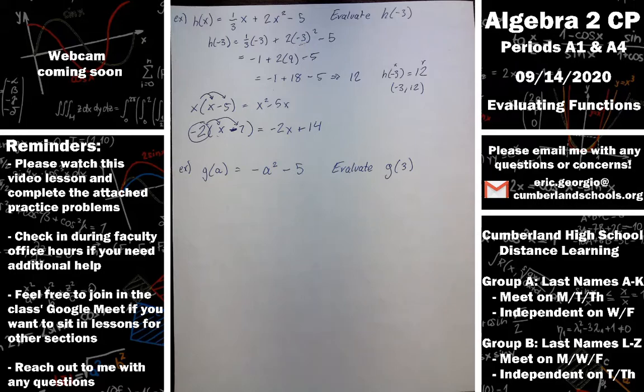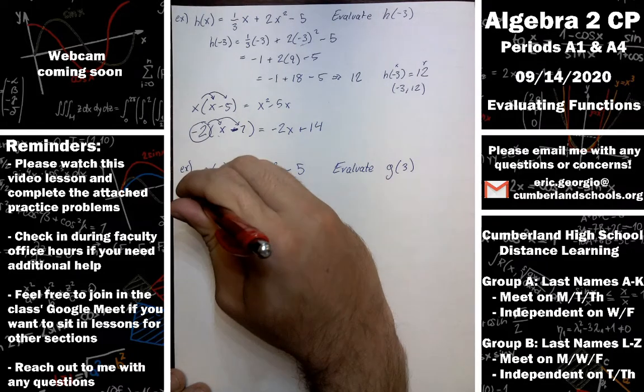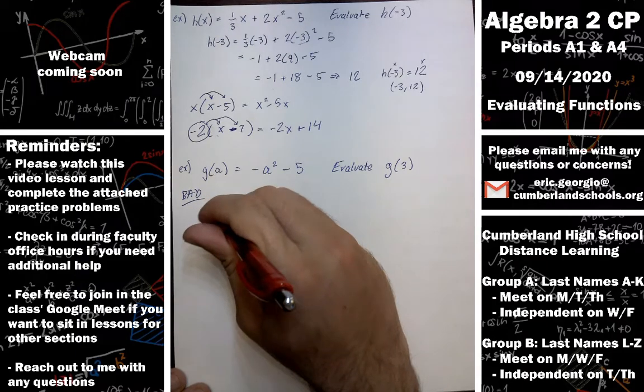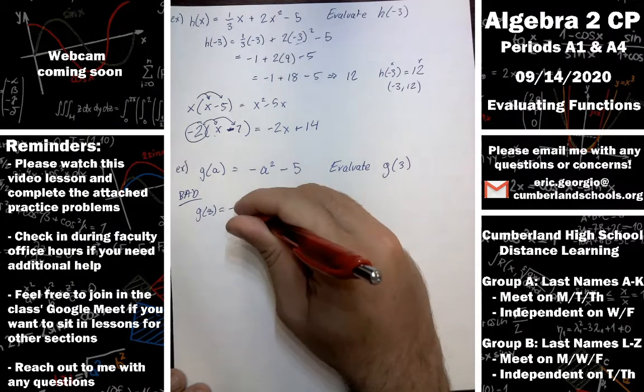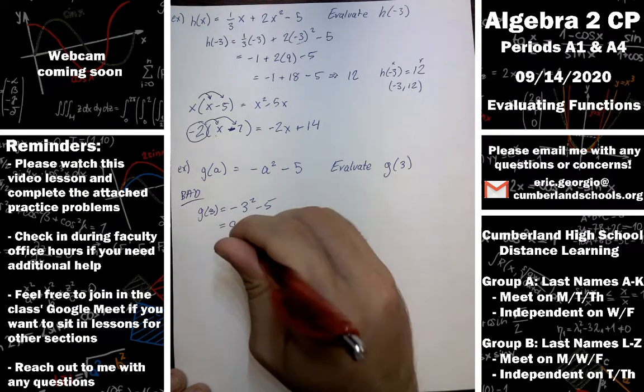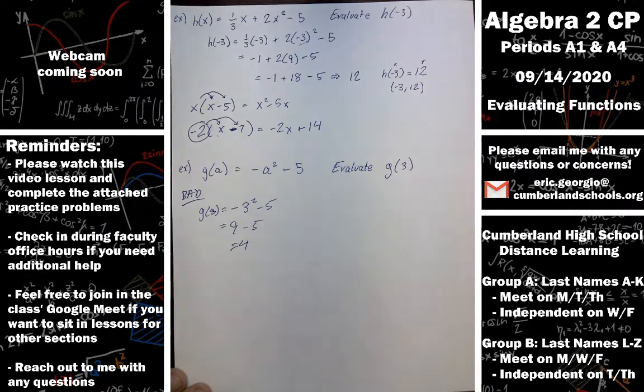Notice, this is very, very tempting to do, and it's also very, very bad. Don't do this, what I'm about to write. This is bad, bad, bad. Don't do this. It's very tempting to do it, though. You would say, oh, g of 3, that's negative 3 squared minus 5. Oh, negative 3 squared is 9, minus 5 is 4, right? Seems easy, seems like it makes sense, but I don't like it.